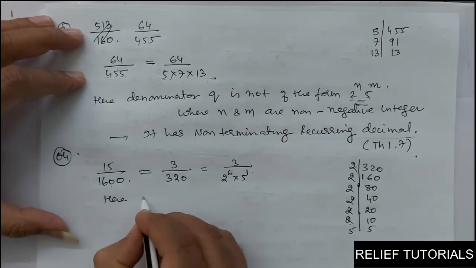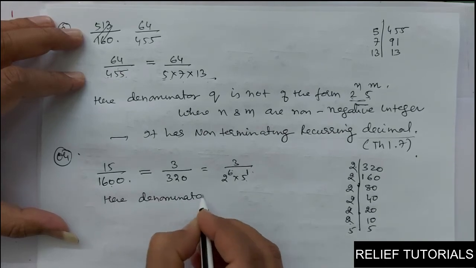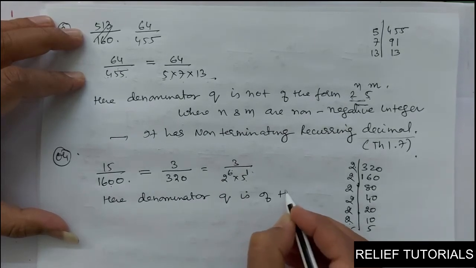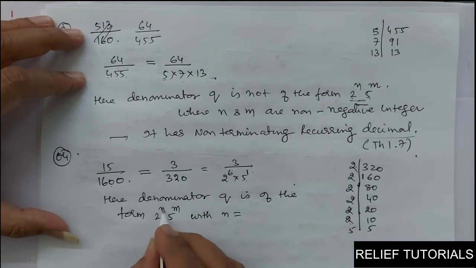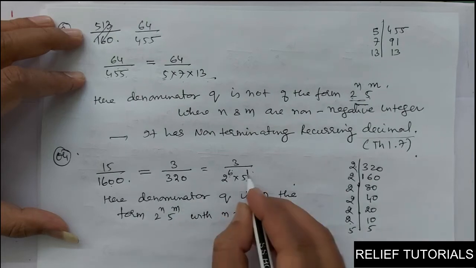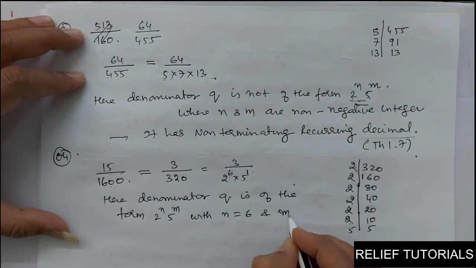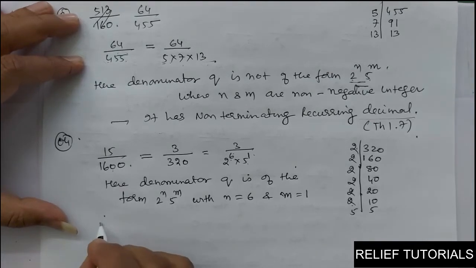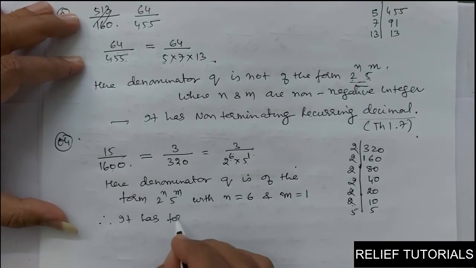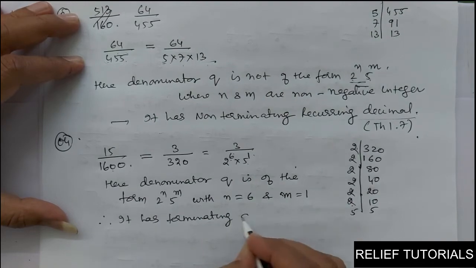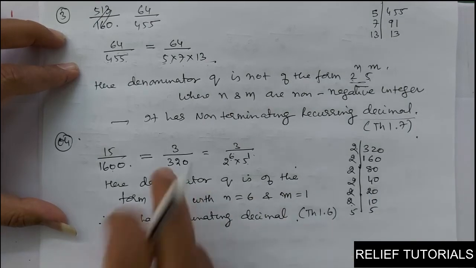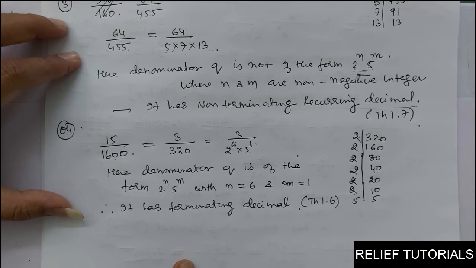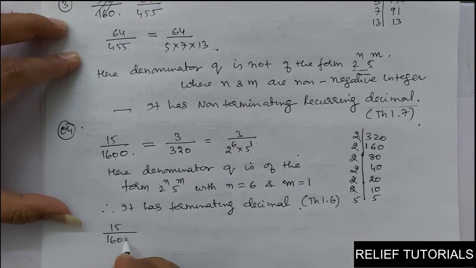So here the denominator q is of the form 2 raised to n, 5 raised to m, with the power of 2 being 6 and the power of 5 being 1. Therefore it has a terminating decimal. According to theorem 1.6, it has a terminating decimal. Now if it has a terminating decimal, you have to find that decimal. Clear? So how will you write 15 upon 1600?